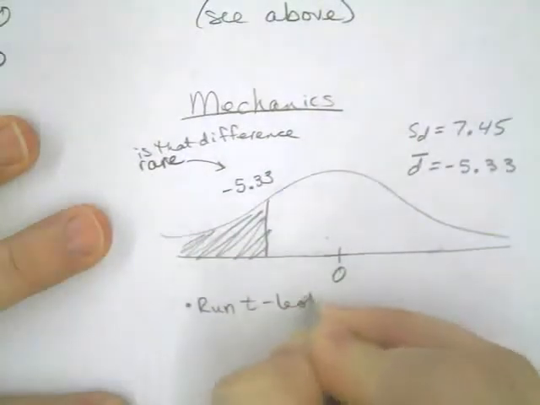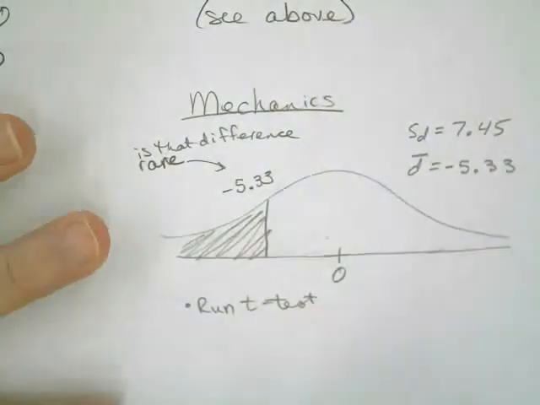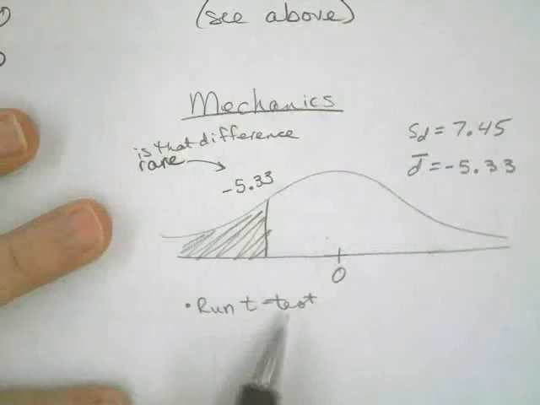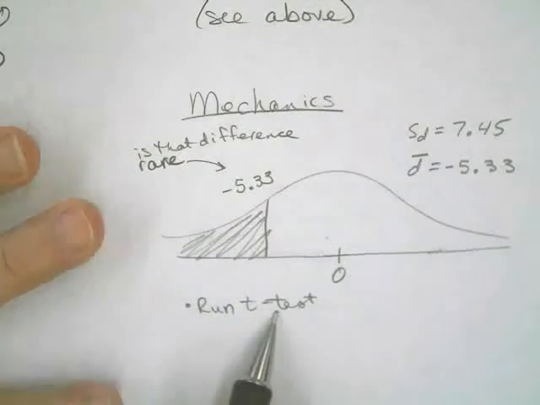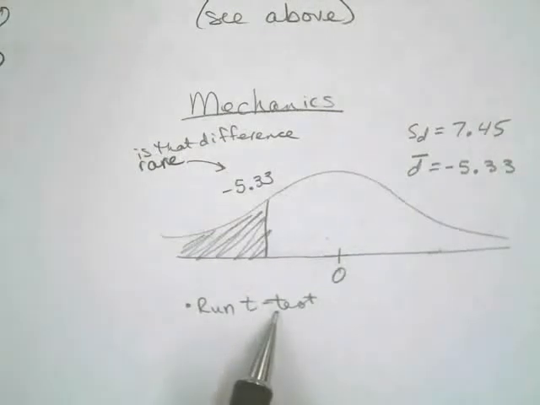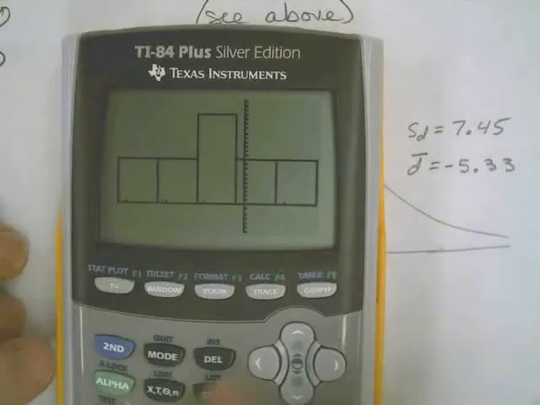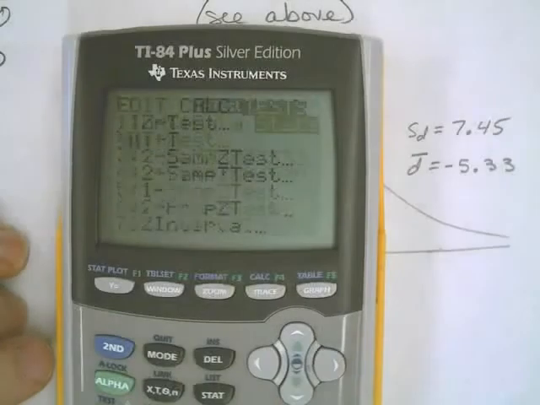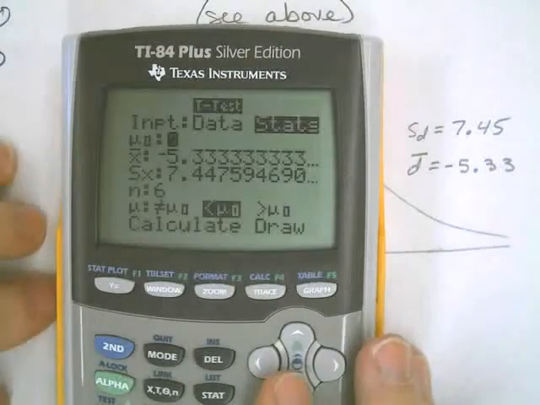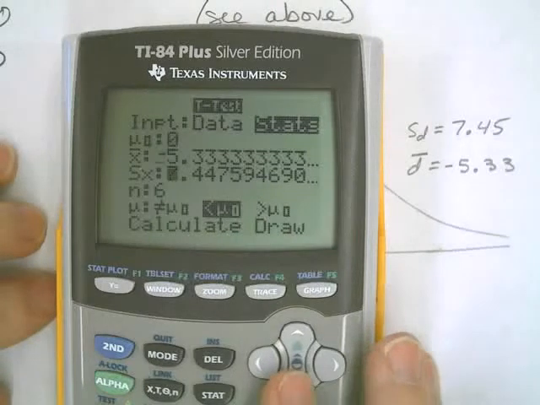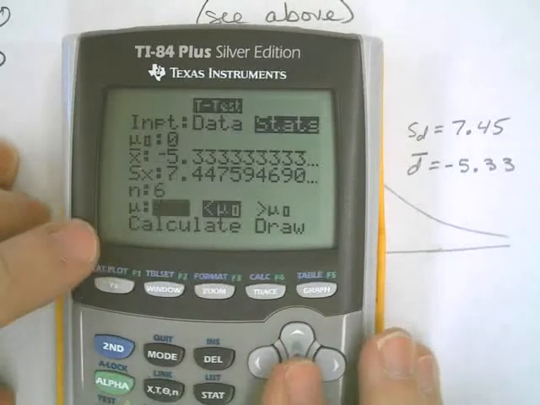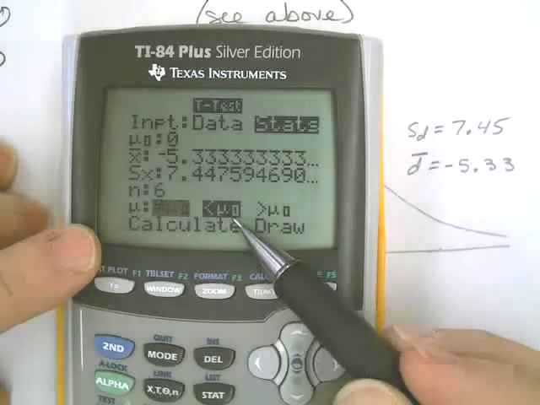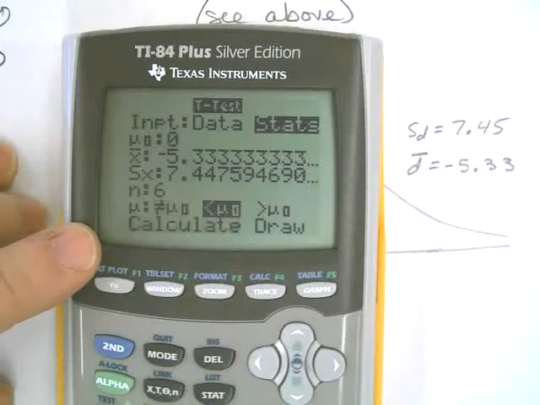Okay? And so be careful, it's not a 2-sample t-test. We did have 2 samples, but we went ahead and found the difference of it, so it's just a 1-sample t-test. So stat, test, t-test. I have all the numbers in here from earlier. And we want it to be less than our mean, and so calculate.